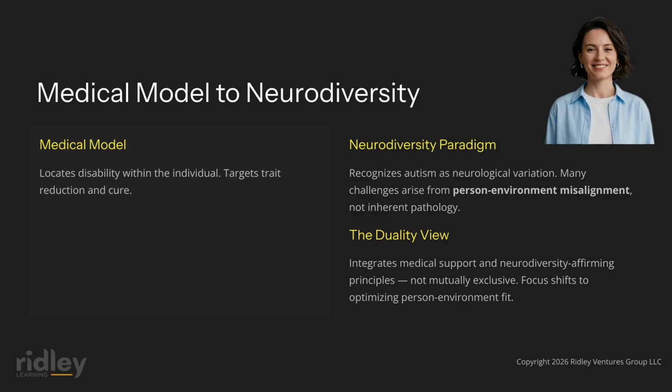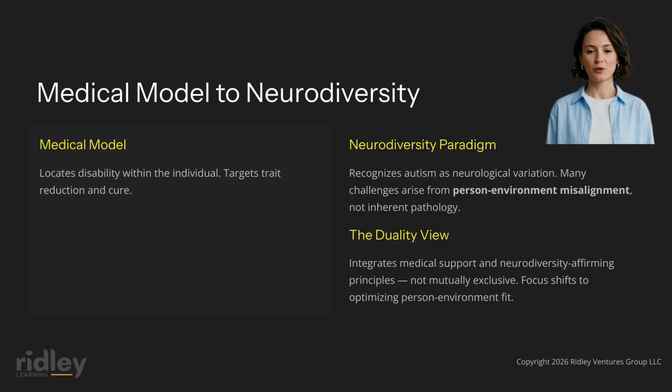We begin with the shift from the medical model to the neurodiversity framework. How we think about autism has changed in a fundamental way, moving from a deficit-based medical model toward a neurodiversity-affirming framework that recognizes autism as a form of human neurological variation rather than solely a disorder requiring cure or normalization.